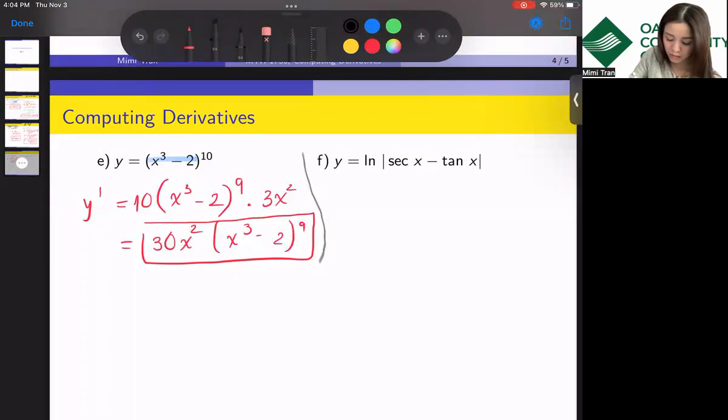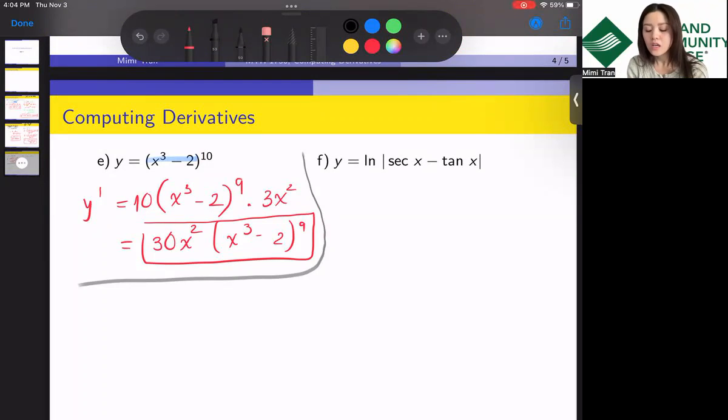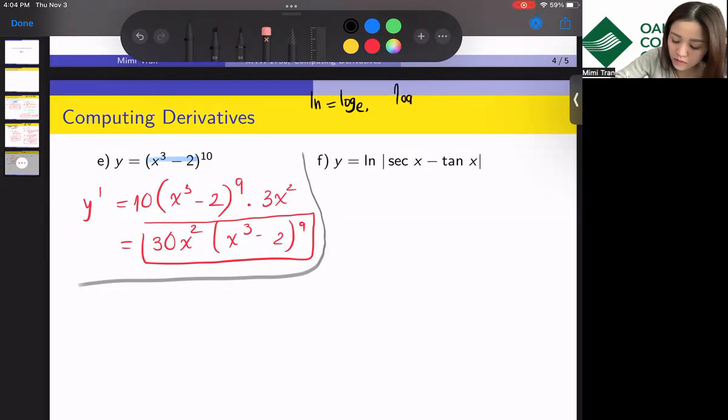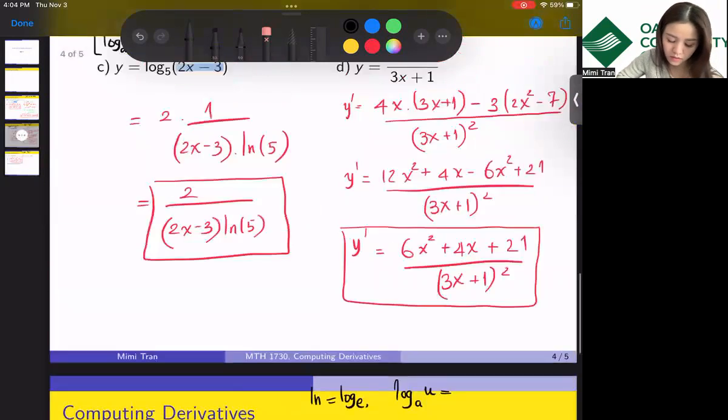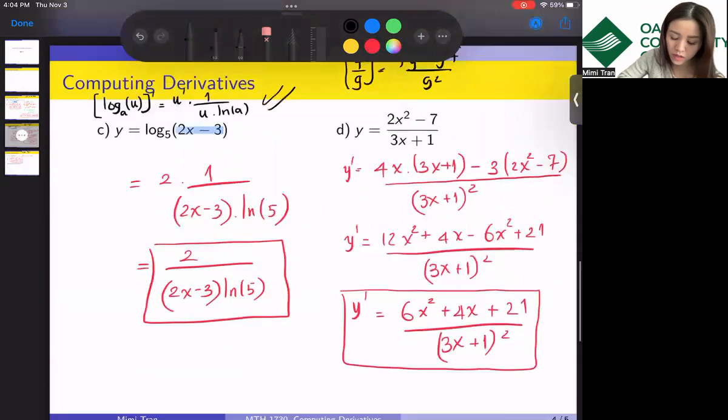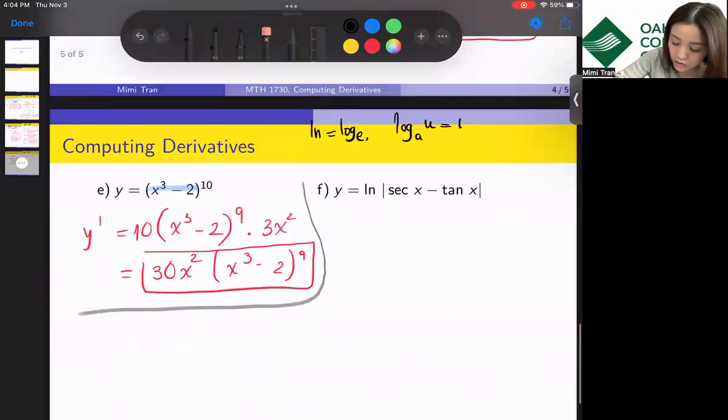This one may take up a little bit of space. I want to find the derivative of ln absolute value of secant x minus tangent x. So ln I can rewrite as log base e. Ln is the same thing as log base e. Now remember, the derivative of log base a of u, I just wrote it up there, is u prime times 1 over u times ln of a.